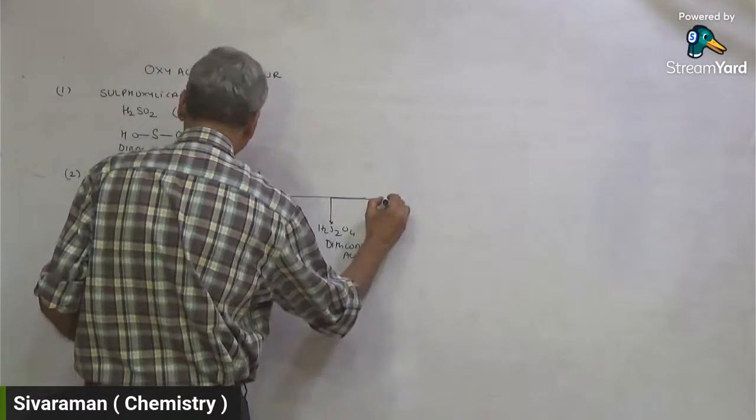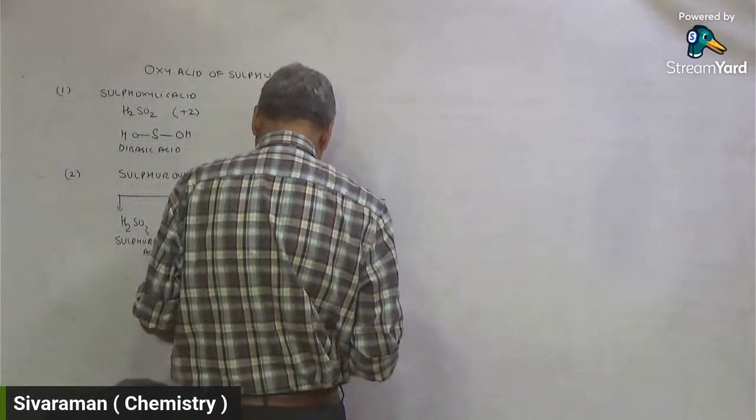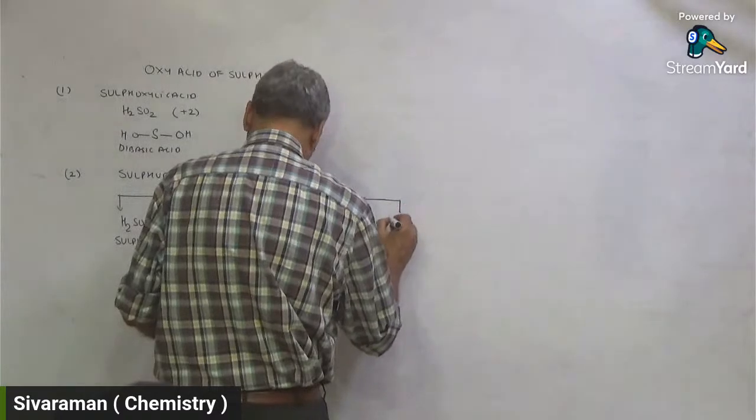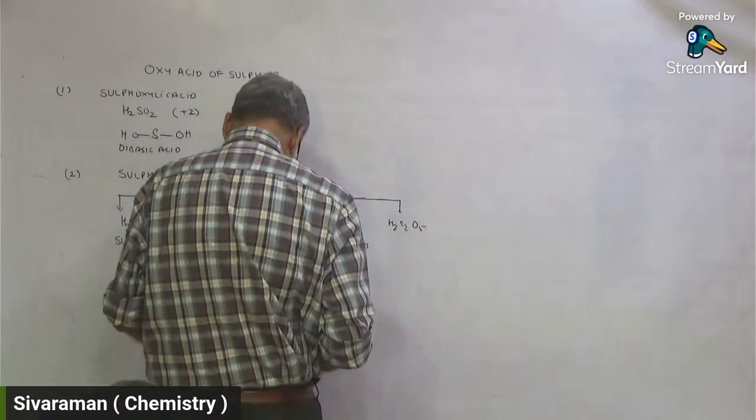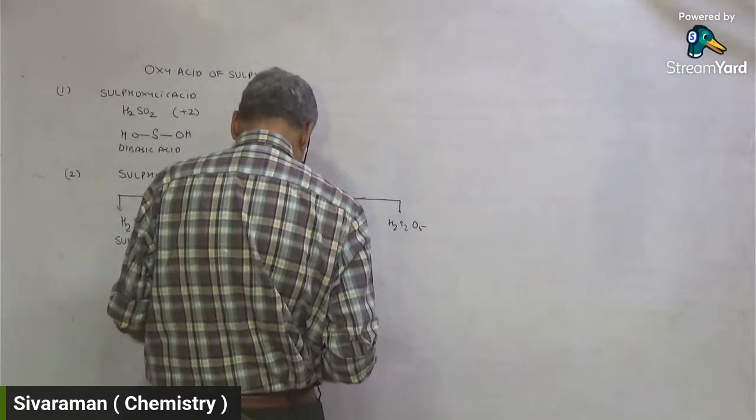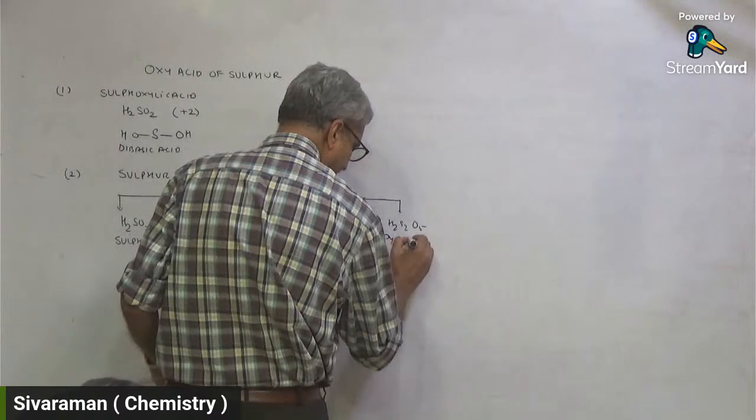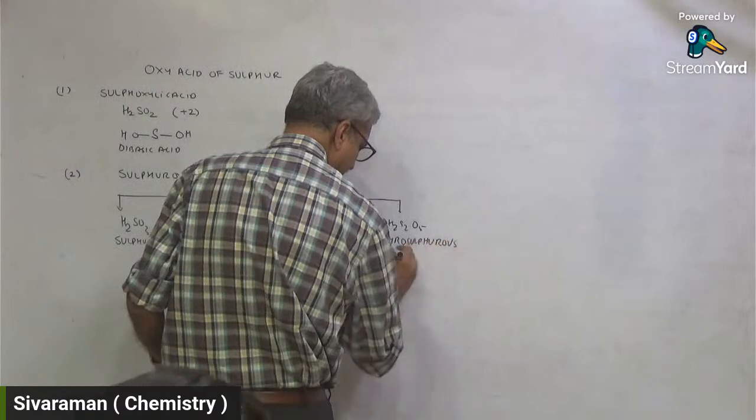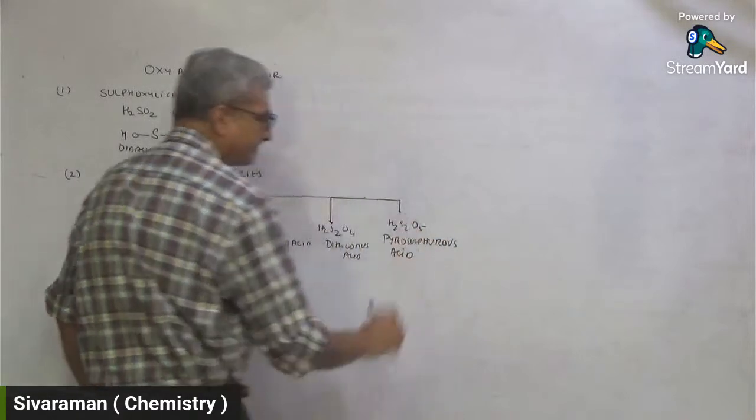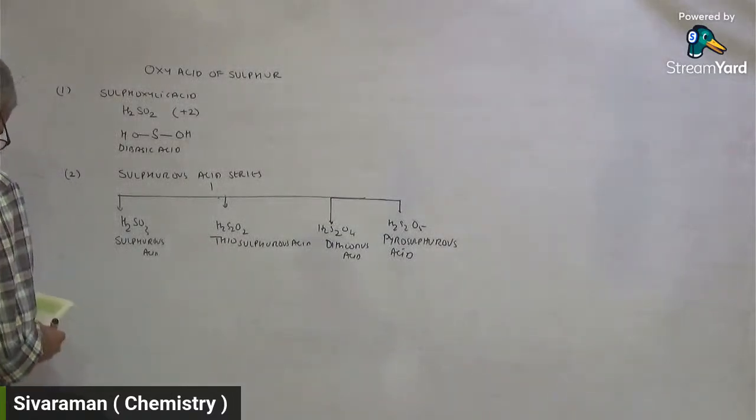This is some rote work you have to do. It's against my principle, but I have no choice. Then you have H2S2O5, pyrosulfurous acid. So now what is the question?